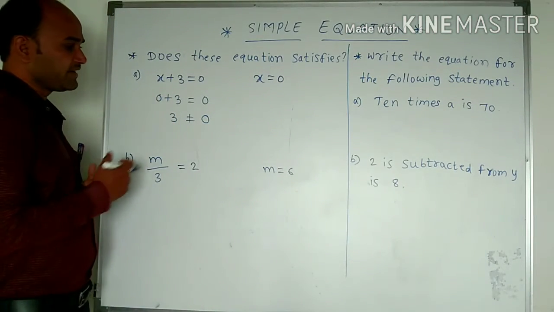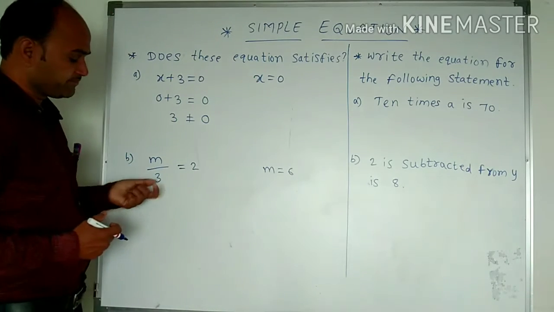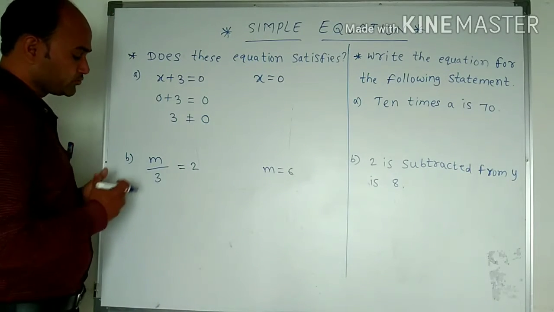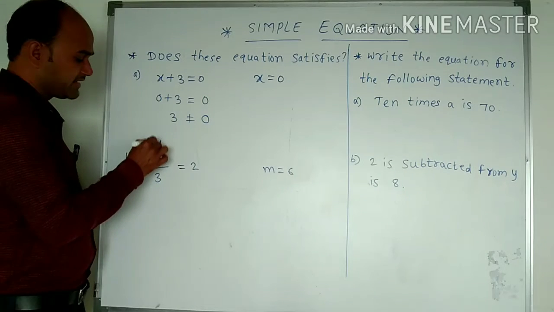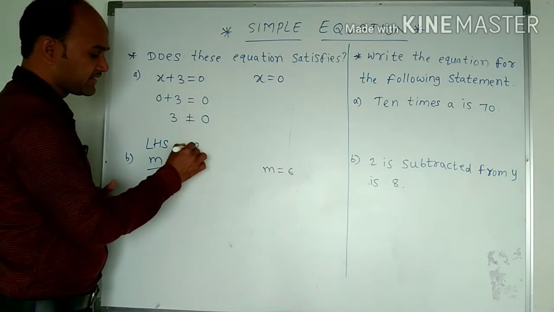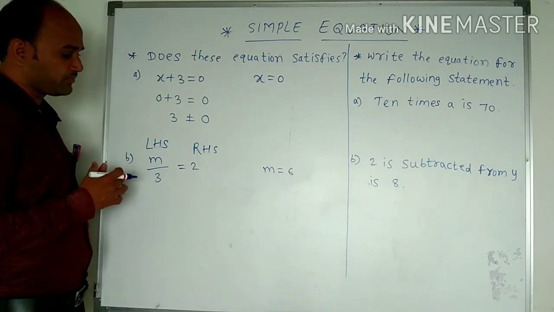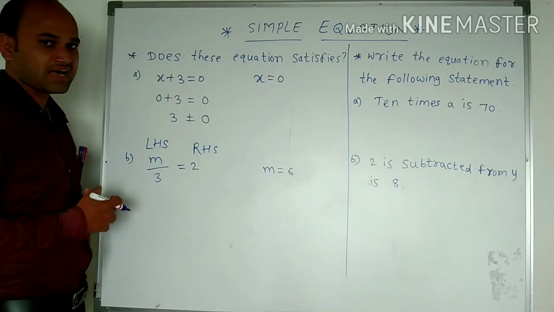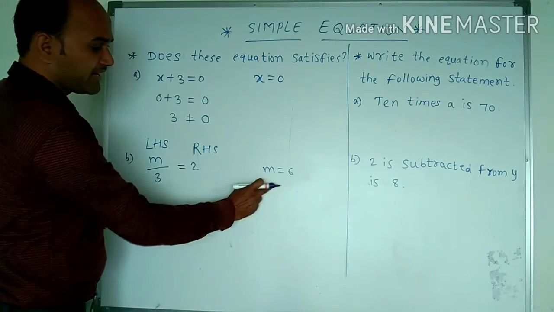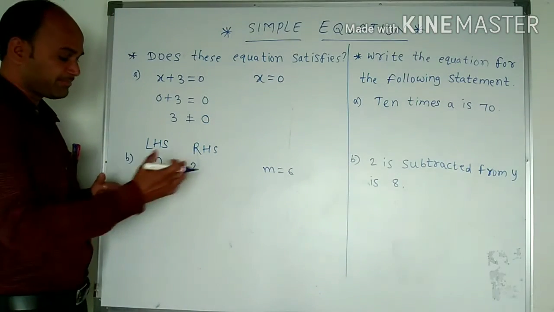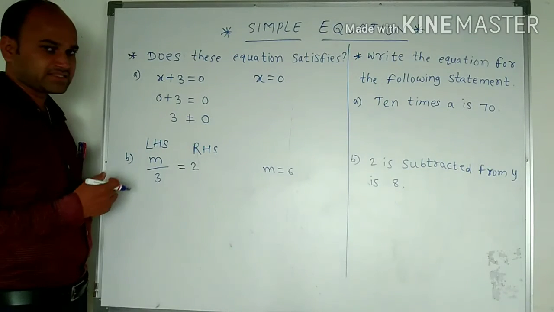So in this way, let us see another equation, when m divided by 3 is equal to 2. Here the two sides are the left hand side and the right hand side, LHS and RHS. So we have to check whether the LHS is equal to RHS or not. By putting the value of m, which is given as 6, we can check whether LHS is equal to RHS or not.